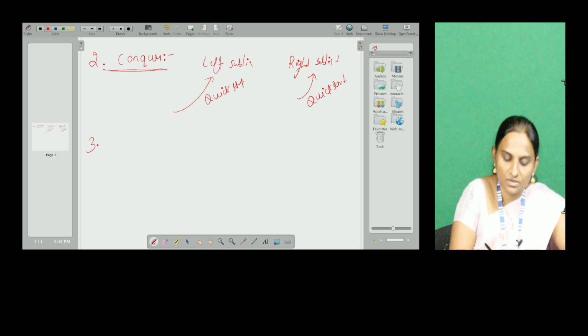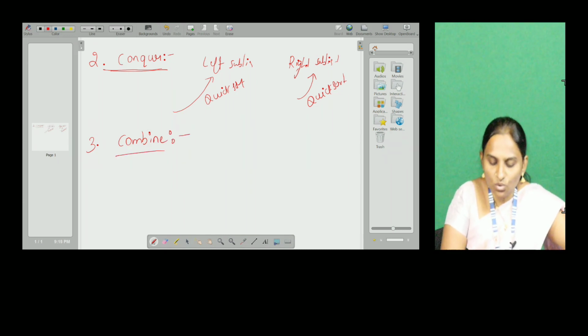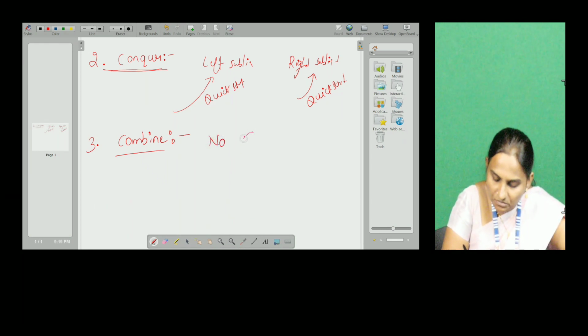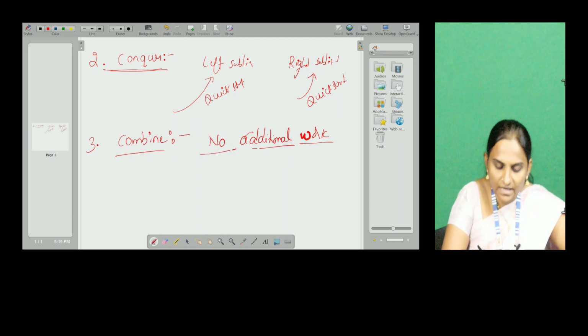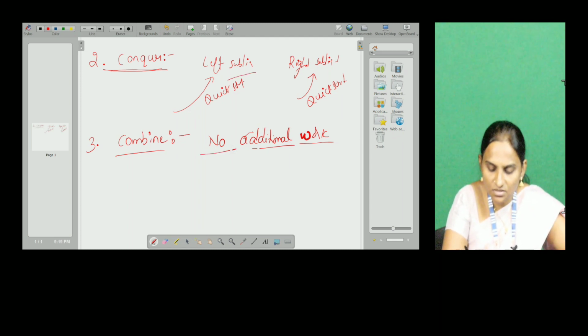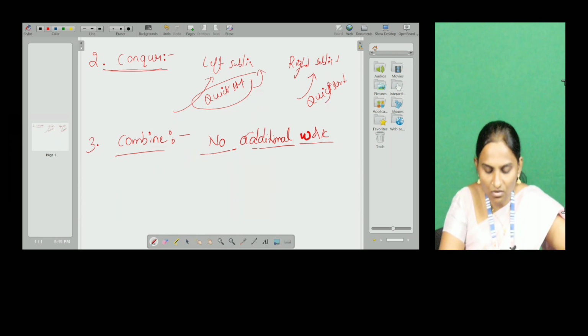Then the next, third step is combine. In QuickSort, no additional work is required for the combine operation, because in the conquer step itself the elements are already in sorted order. We recursively apply QuickSort to the left sublist and right sublist, so the elements are already sorted. So in the combine step there is no additional work required.